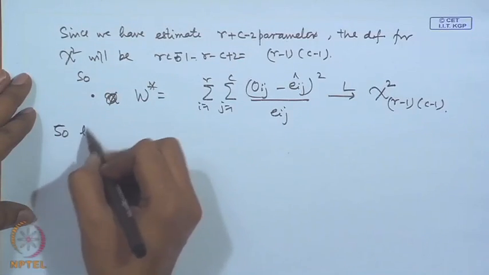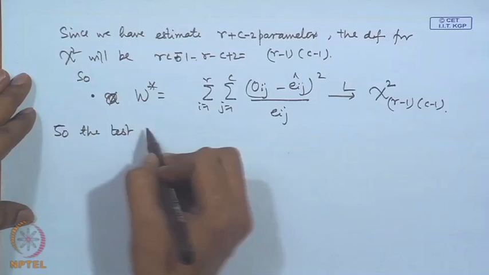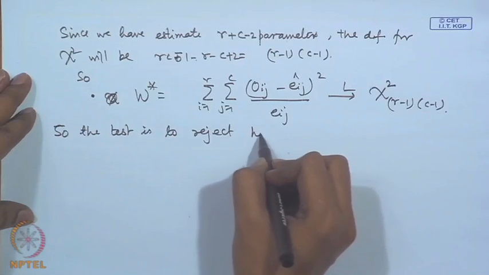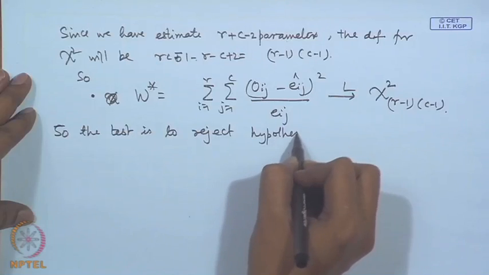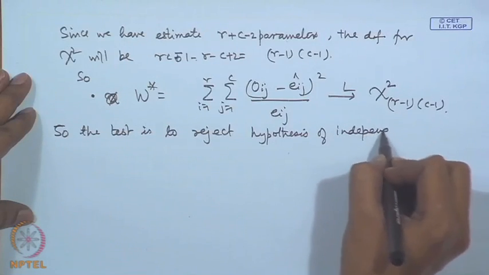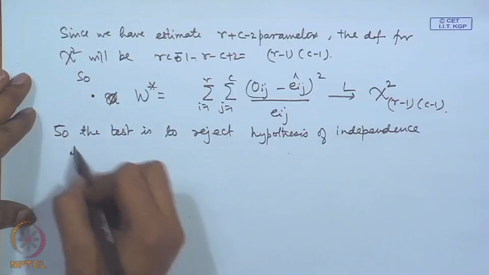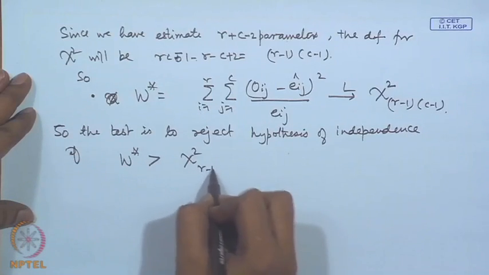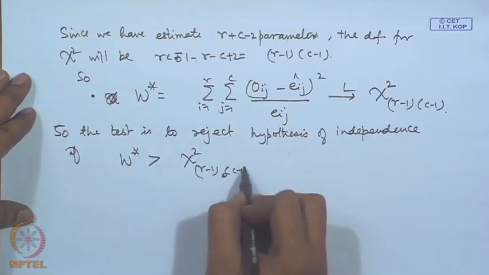So, the test is to reject the hypothesis of independence if this W star is greater than chi square R minus 1 C minus 1 alpha.